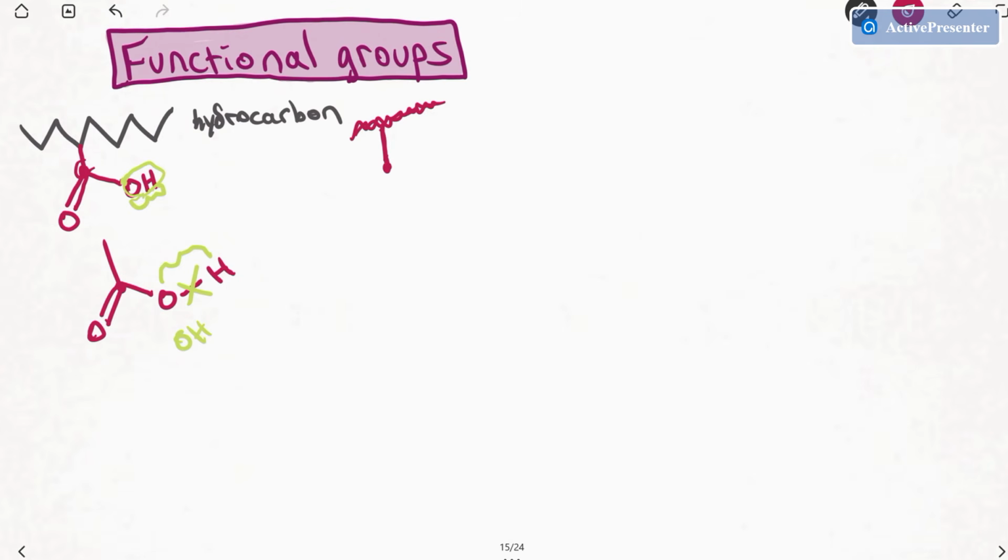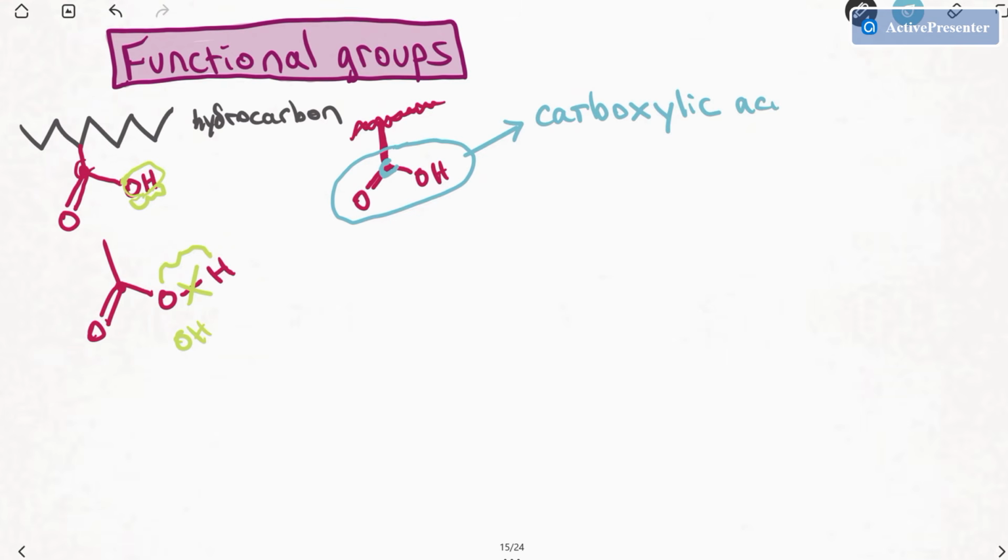So the point is that you're paying attention to what's coming off of the hydrocarbon. So we have one carbon here and then a double bond with an oxygen and a single bond to an OH. So this right here, see, this is the only carbon. This right here is a carboxylic acid. Carbo, like carbohydrate or carbon, but it's carboxylic acid. Or sometimes we call it the carboxyl group.